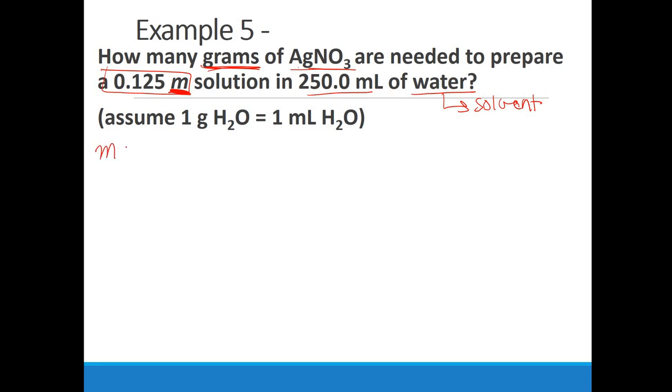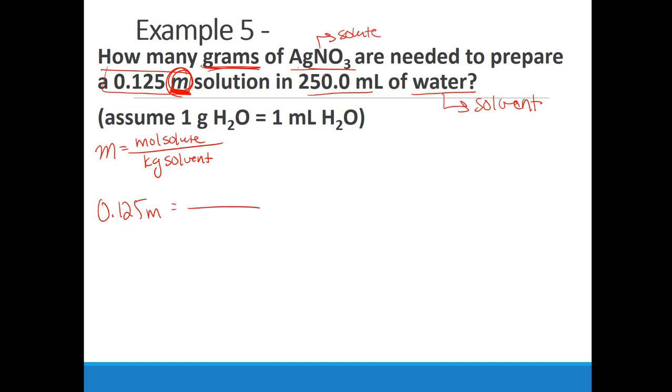Okay, so we're using our molality equation because it says lowercase m, molality, and we know kilograms of solvent. So we're going to get our information. Okay, so that means that silver nitrate is our solute. So we're going to first plug in our information. So we know that m is going to be 0.125.